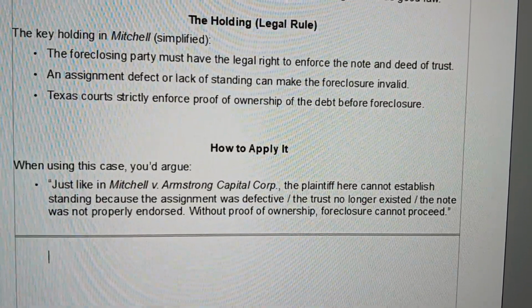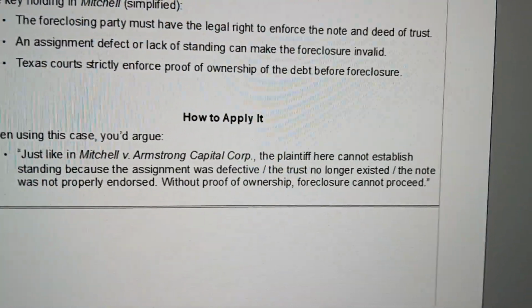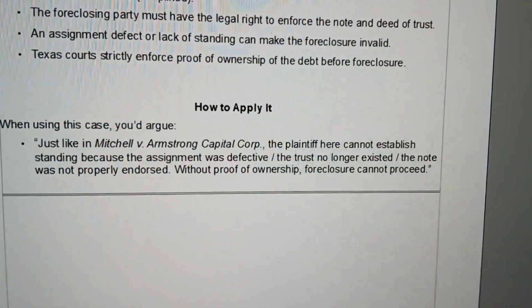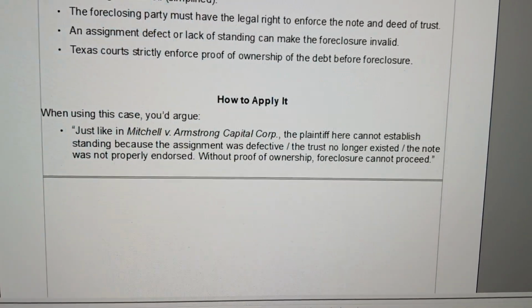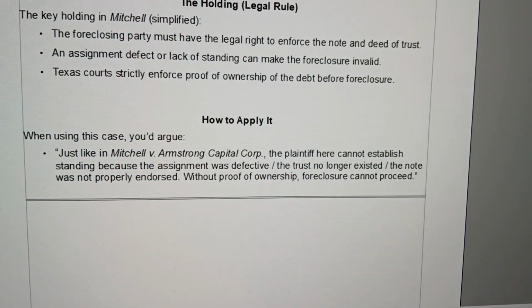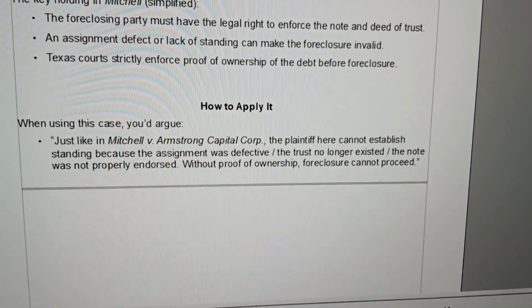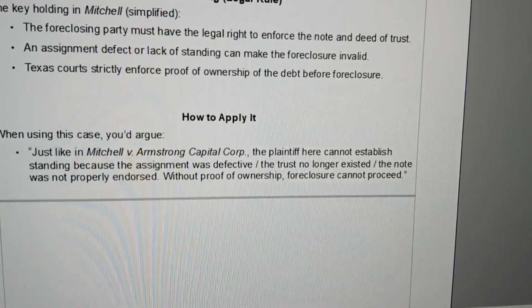How to apply it. When using this case, you'd argue, just like in Mitchell versus Armstrong Capital, the plaintiff here cannot establish standing because the assignment was defective and the trust no longer existed, or the note wasn't properly endorsed. Without proof of ownership, foreclosure cannot proceed. And again, that's just showing you how it can be worked.